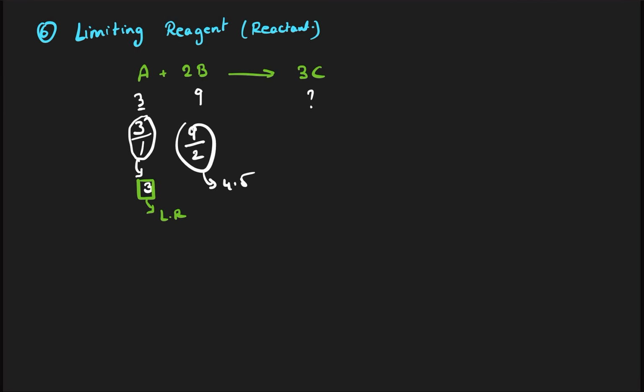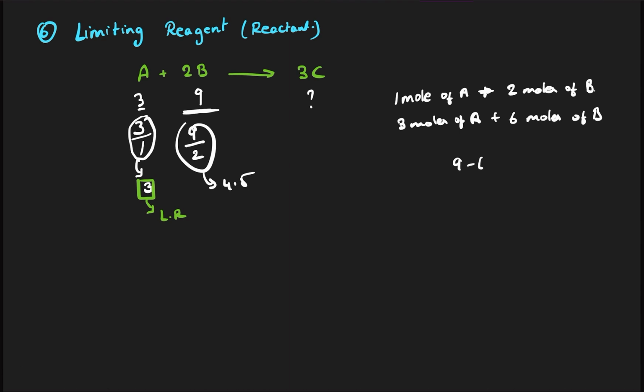Correct? So 1 mole of A could react with 2 moles of B. So 3 moles of A will react with how many moles of B? 1 with 2, then 3 with 6, right? 6 moles of B. But right now, how much do I have? 9 moles. So 9 minus 6 gives me 3. So 3 moles of B will be in excess. That's how you find the excess reagent.